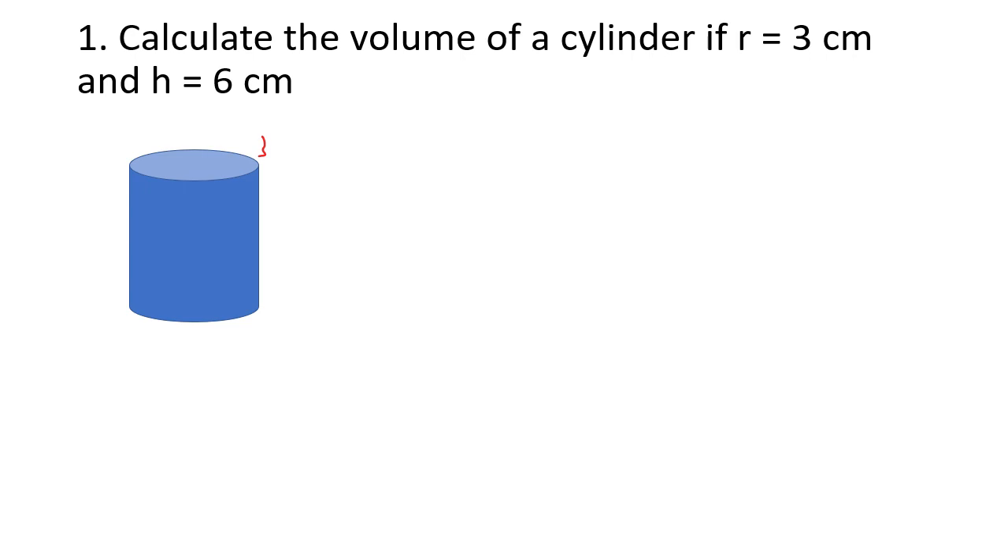Calculate the volume of a cylinder if the radius R equals 3 centimeters. So this one is your radius, which is 3 centimeters, and the height is equal to 6 centimeters. So, solution.